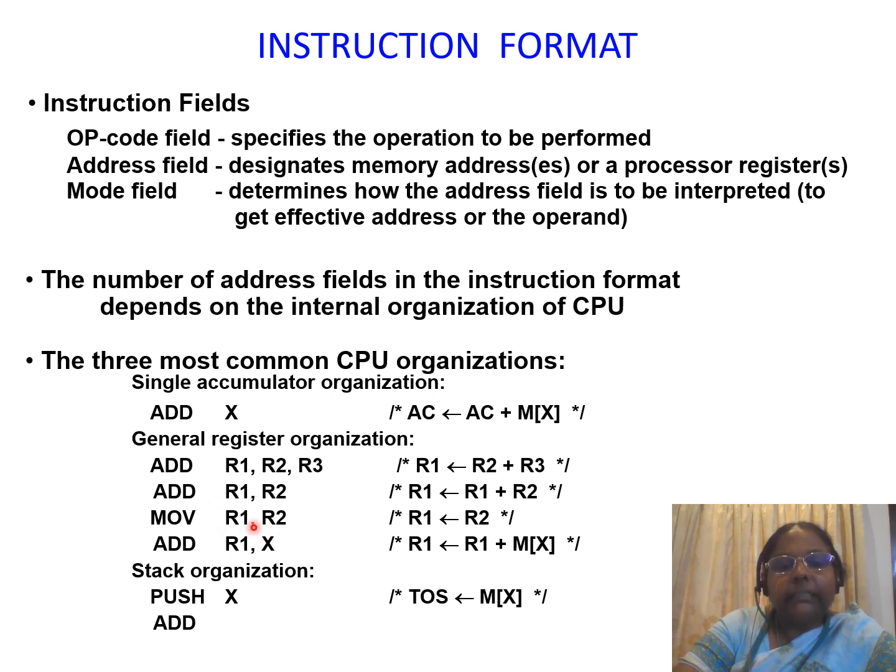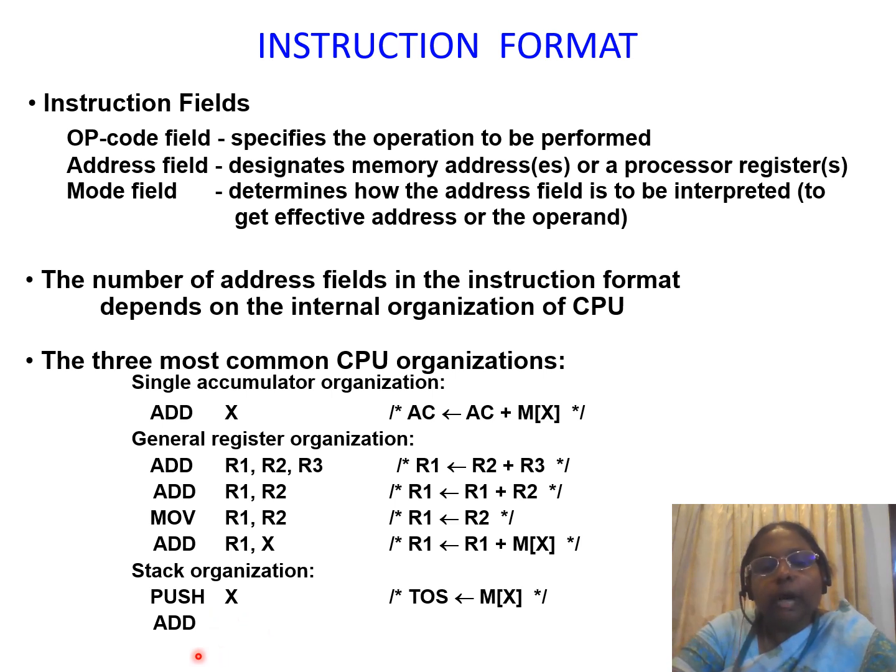Then the third category is ADD R1, R2, where only two operands are specified in the instruction. This tells that one operand will act as both source as well as destination. In this example, ADD R1, R2, R1 acts both as the source and as the destination, so R1 will be equal to R1 plus R2. MOVE R1, R2 is again a two address instruction where the contents of R2 are moved into R1. And in ADD R1, X, where X is a memory location and R1 is a register, R1's content and the memory content X are added and the result is stored in R1.